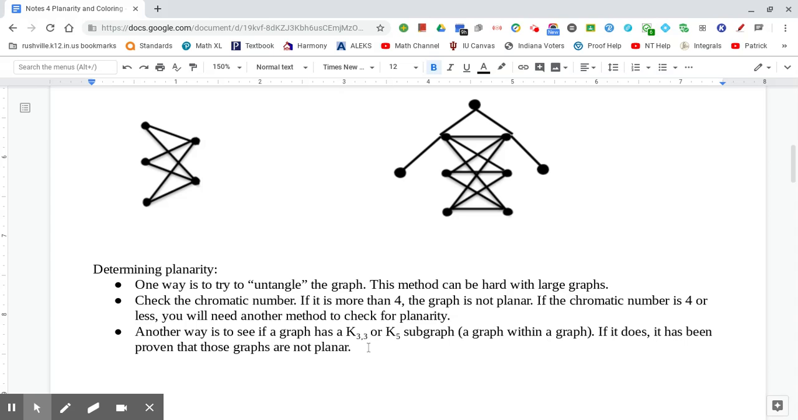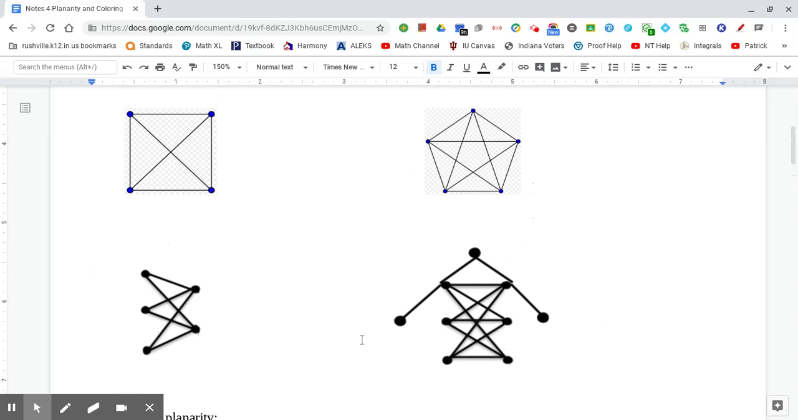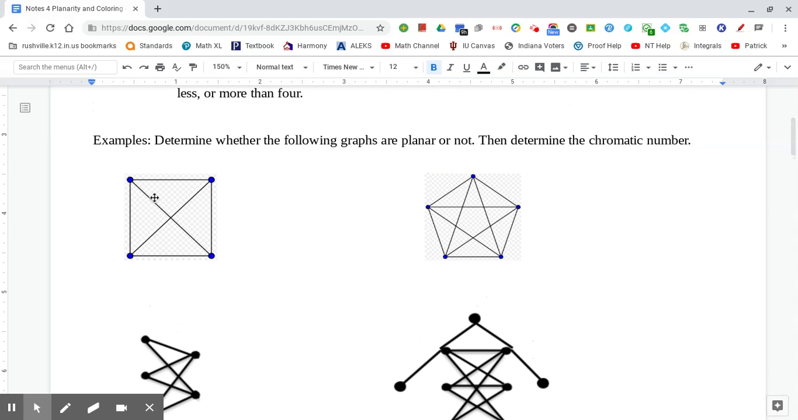We're going to discuss that here in a little bit. So I'm going to go back up here to these graphs. And first I'm going to check the chromatic number. And then if it is 4 or less, then I am going to try to untangle the graph.